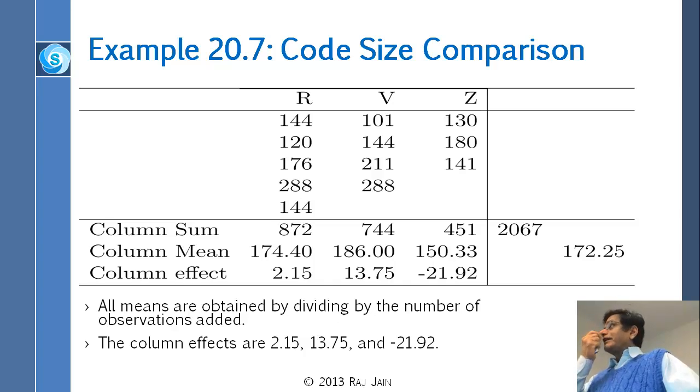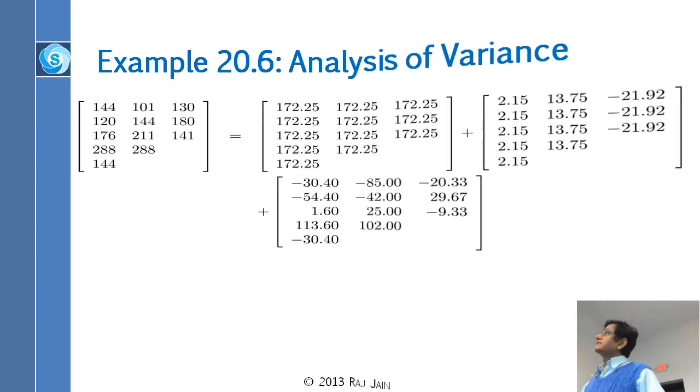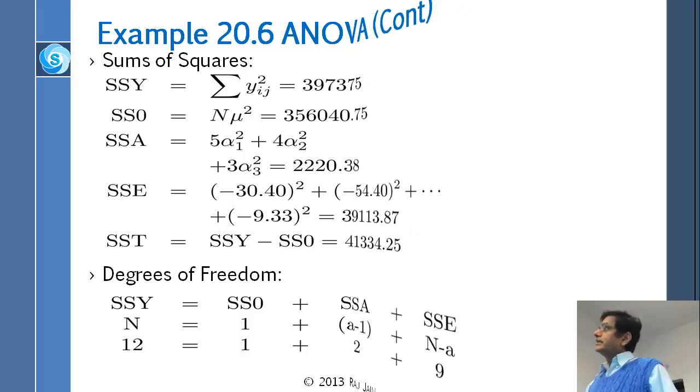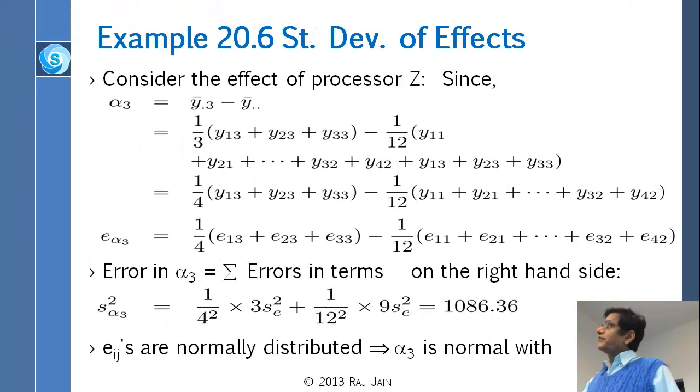Alright? Now the effects don't add up to 0. What does add up to 0? If you do 5 times this plus 4 times this plus 3 times this, that will add up to 0. But anyway, now you know the effects, and then you can do everything else, which is calculate the errors, sum of squared errors, degrees of freedom, the F-test, and the standard deviation of effect, confidence interval.